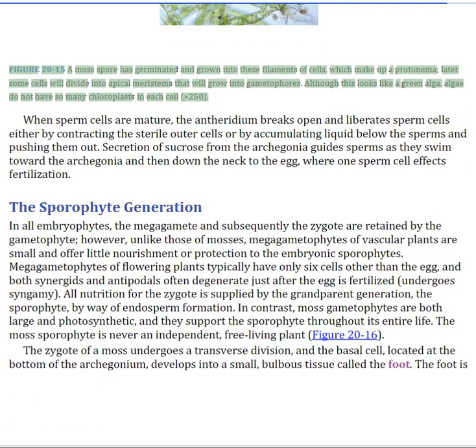Figure 20-15. A moss spore has germinated and grown into these filaments of cells, which make up a protonema. Later some cells will divide into apical meristems that will grow into gametophores. Although this looks like a green alga, algae do not have so many chloroplasts in each cell.